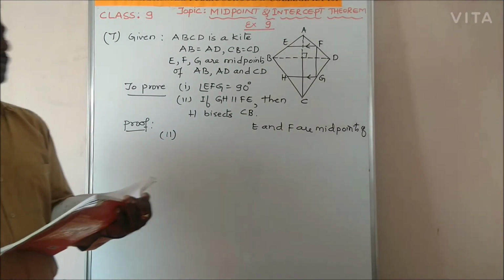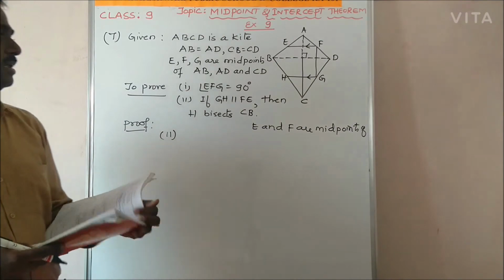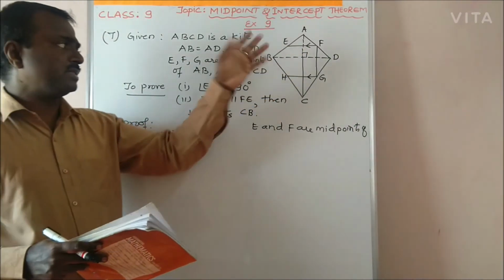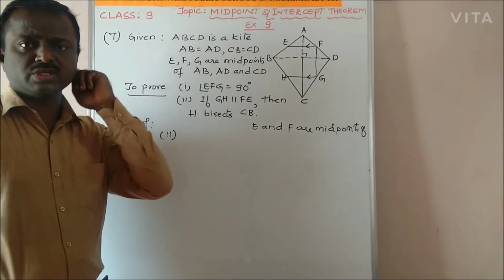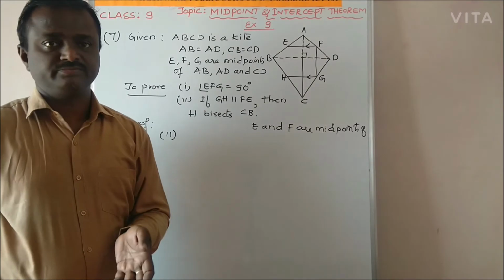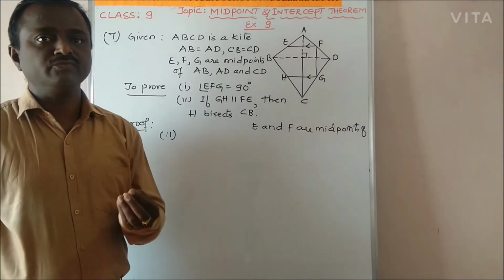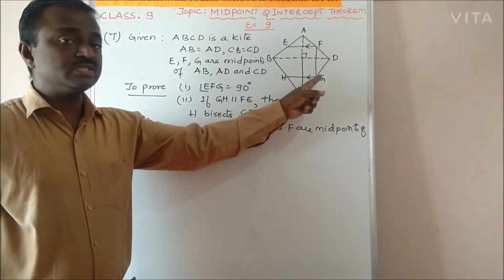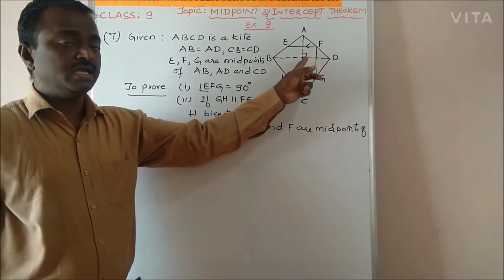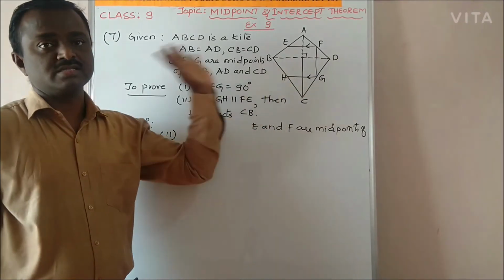Now in the second part, GH is parallel to FE, then H also bisects BC. When you observe this question, the converse of the midpoint theorem should come into your mind. What does it say? If a line drawn from the midpoint of one side of a triangle is parallel to the other side, it bisects the third side.